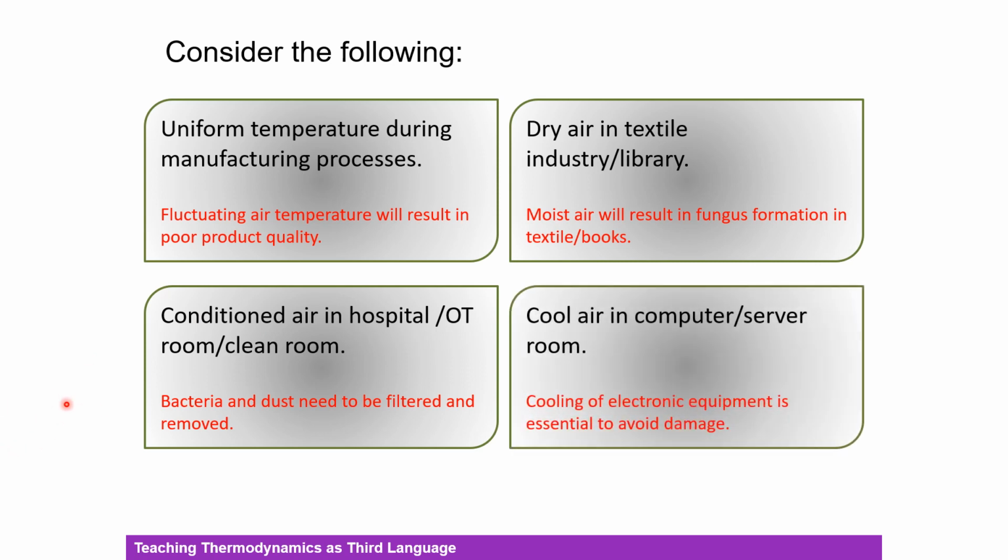And finally, we also need cool air in computer and server rooms. So server rooms tend to become hot because they process data on a very big scale, and this releases a lot of heat. So in order to maintain the temperature in the computer and server room, we need to supply cool air. So this will help in cooling of electronic equipment, and this becomes very essential to avoid damage, because any computer or server room exposed to high temperatures will result in electronic equipment damage.